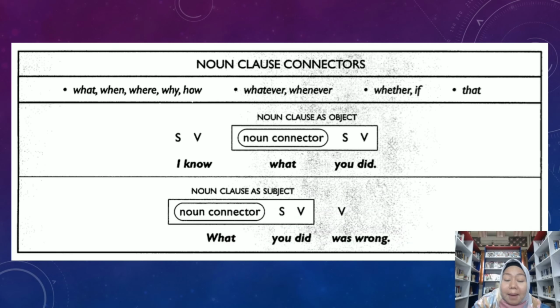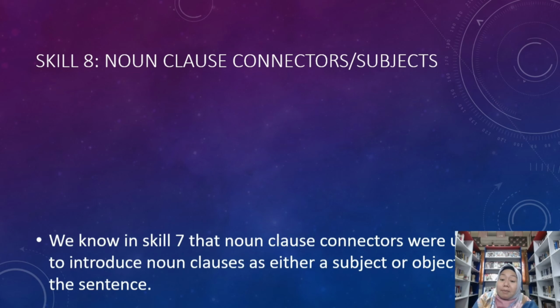So this is the recap for noun clause connectors. Here are the connectors, guys. You have what, when, where, why, how. And then you have whatever and whenever. You have whether, if, and that. Okay, so there are three positions that I already told you before. Okay, that's for skill 7.